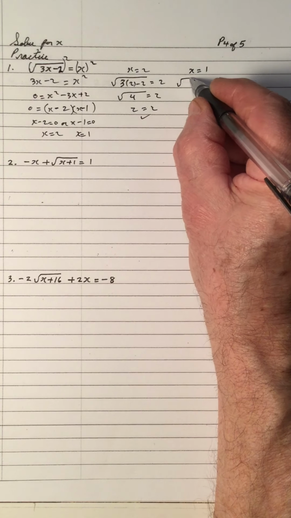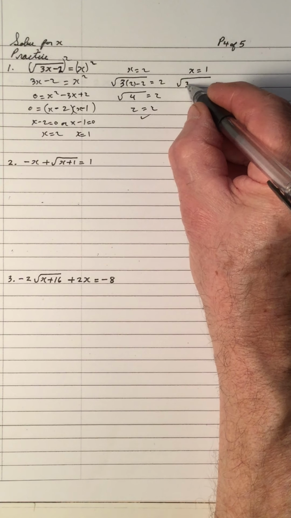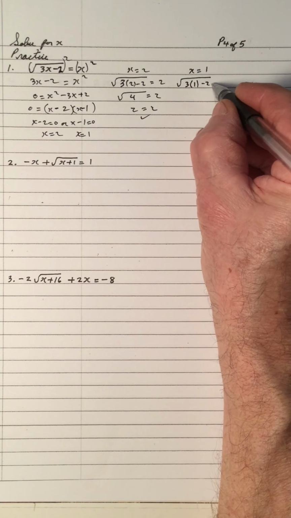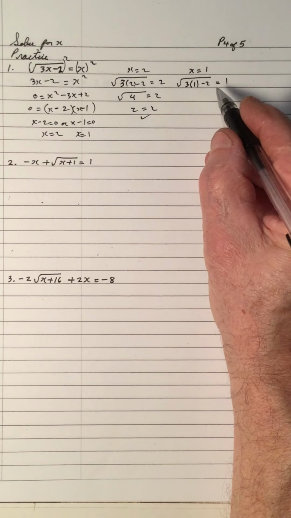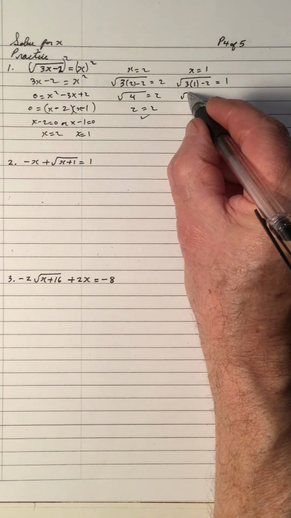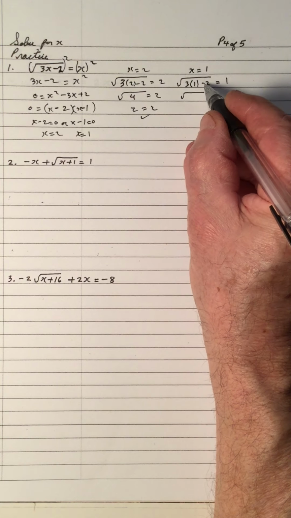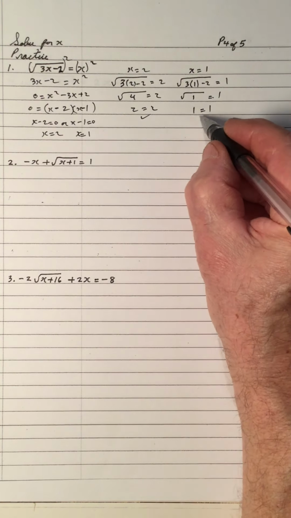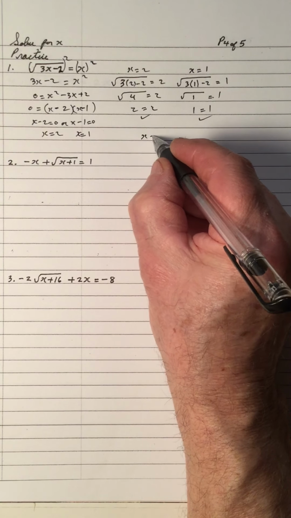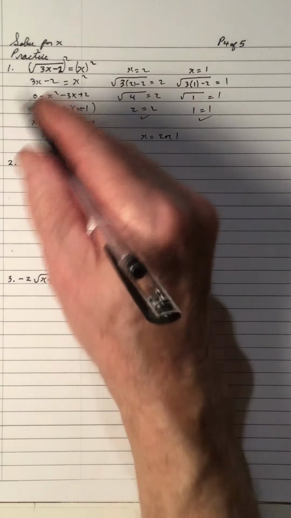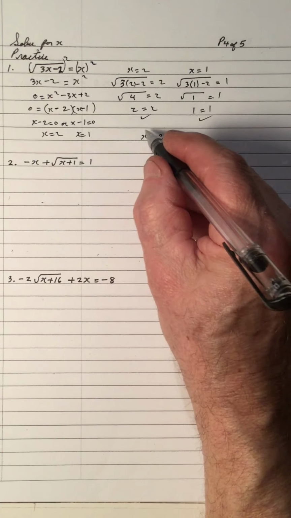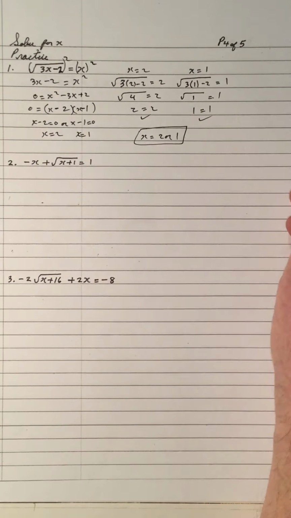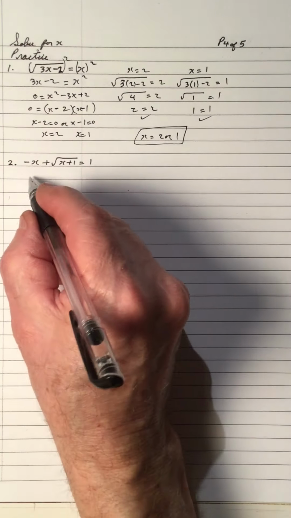And we put 1 in the place of x. And we get 3 minus 2 is 1. The root of 1 is 1. 1 equals 1. So x equals 2 or 1. There's two solutions. Two of them work.